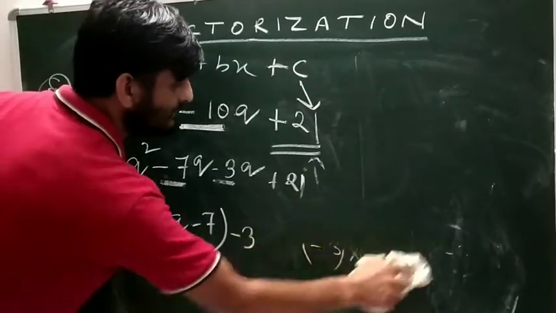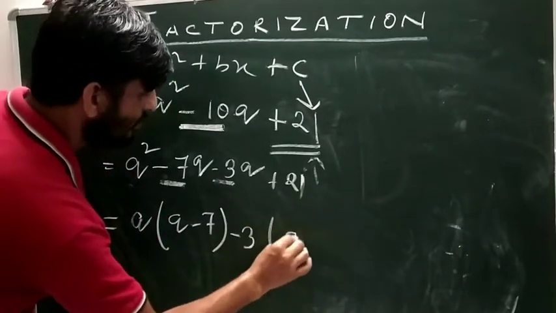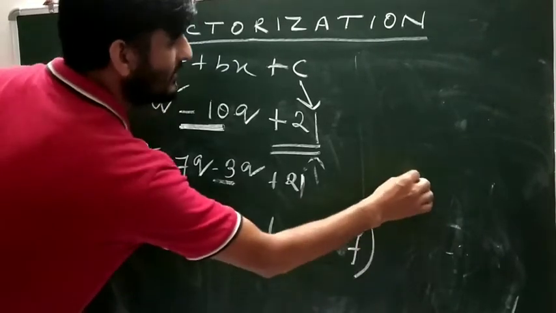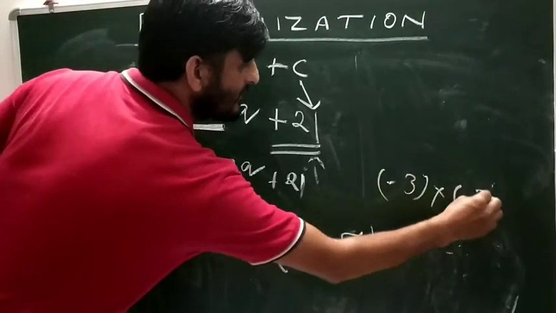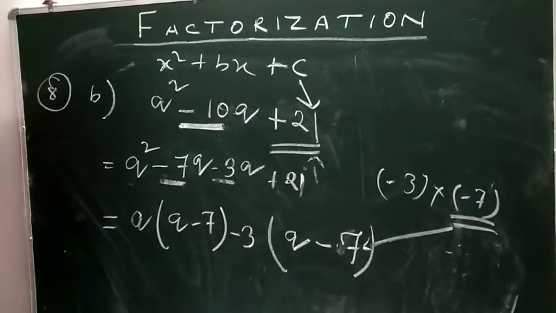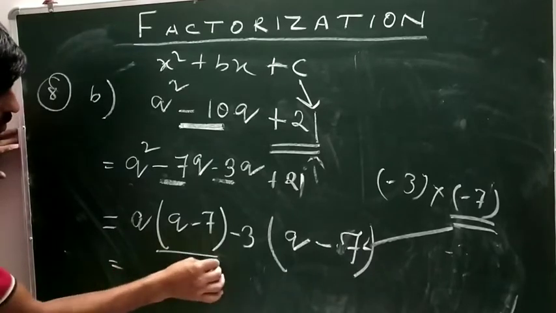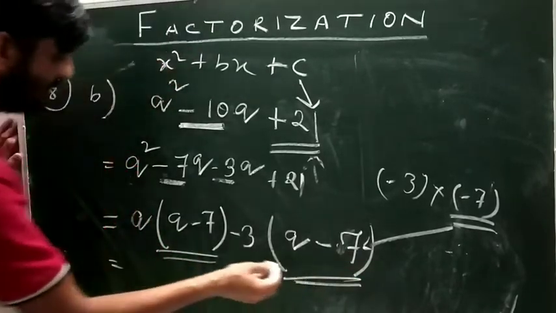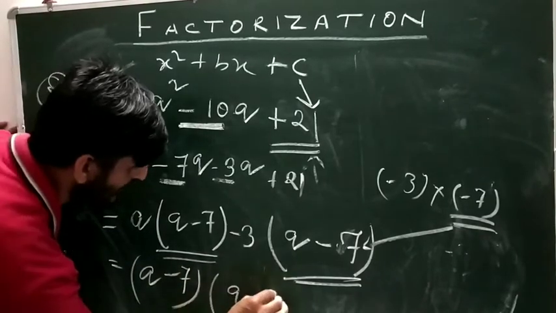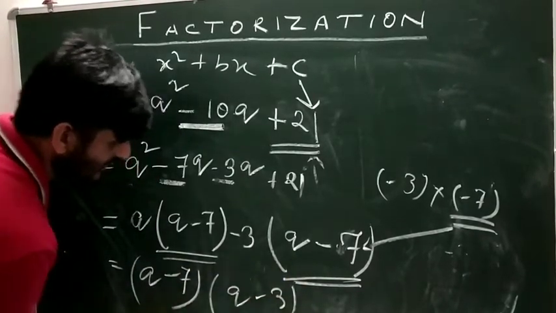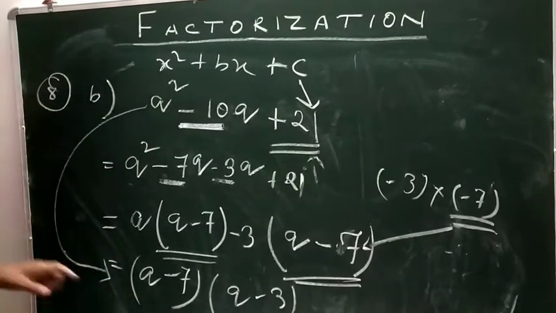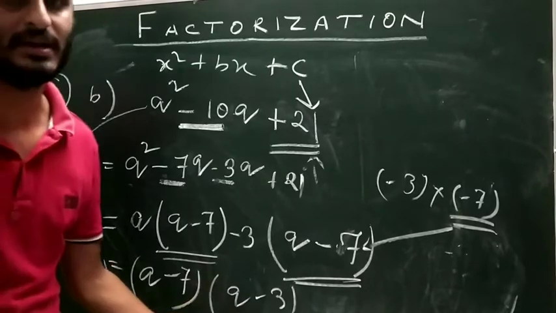So what we will get? We will get q minus 7 here, because minus 3 multiplied with minus 7, so minus 7 will be there. Now see, q minus 7, that means we can take q minus 7 as a common and we will get q minus 3 as the result. So this is the factorization. That means this algebraic expression is expressed as the product of two terms, q minus 7 and q minus 3.